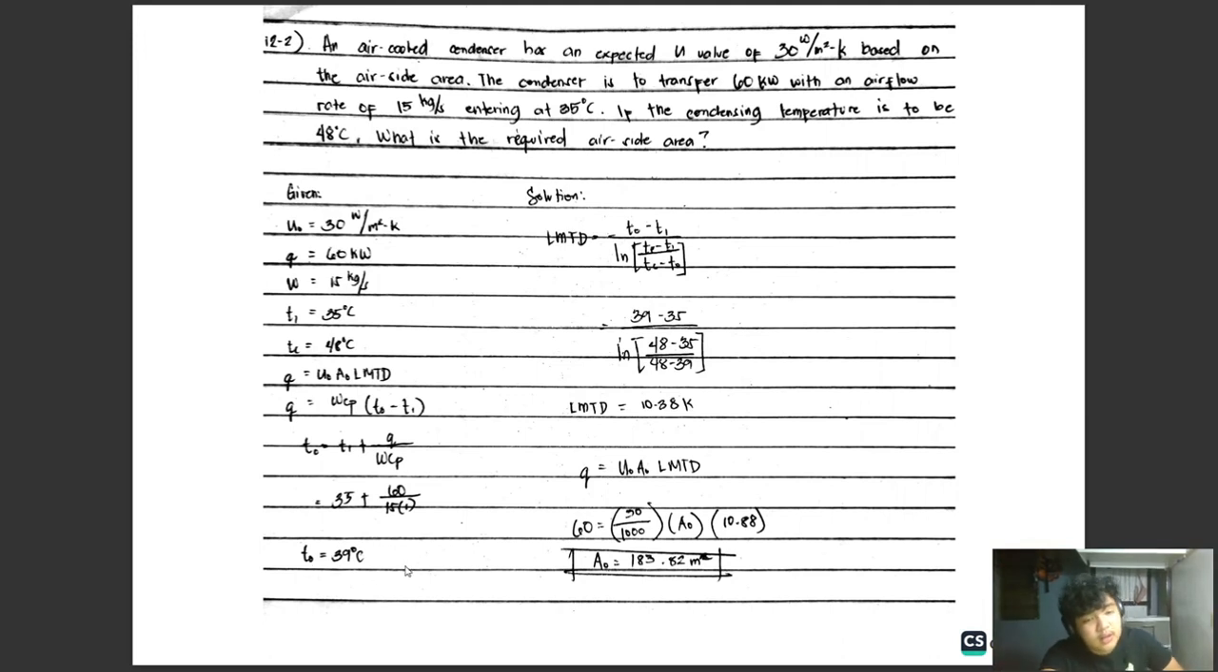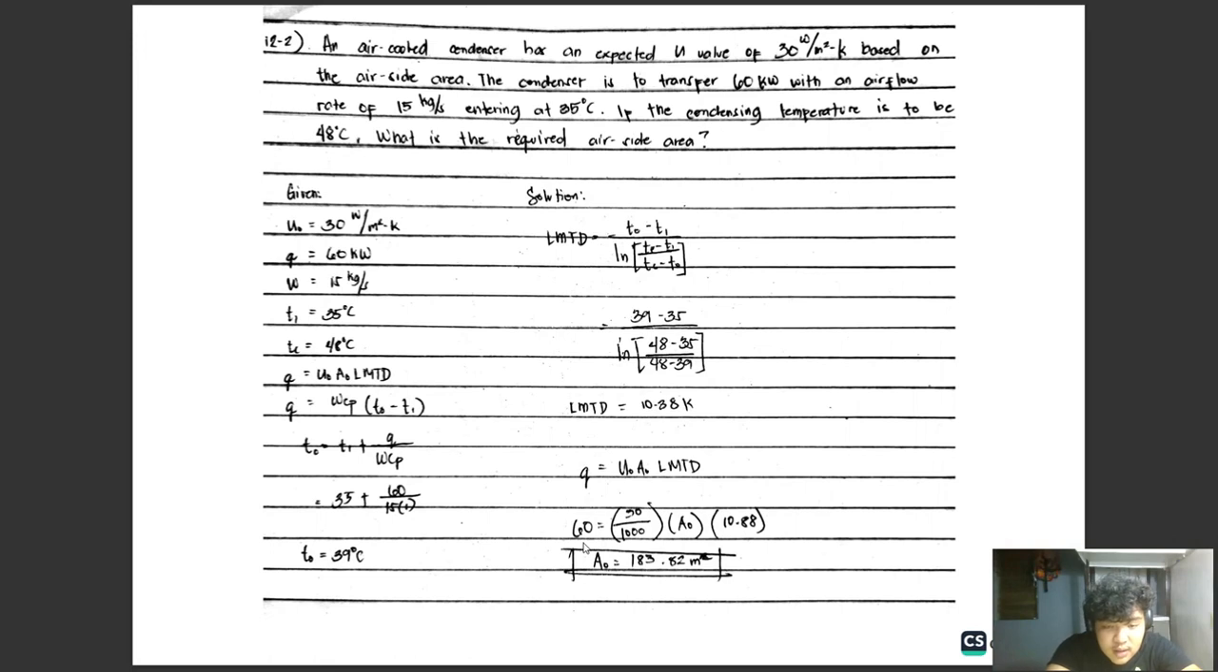So after sini, we need to proceed na sa solution natin. Sa aton logarithmic mean temperature difference, LMTD equals TO minus T1 over ln multiplied to (TC minus T1) over (TC minus TO). So next, substitute the value of it. We have LMTD equals 10.38 K. So after that, gamiton ta naman ni ini nga formula.